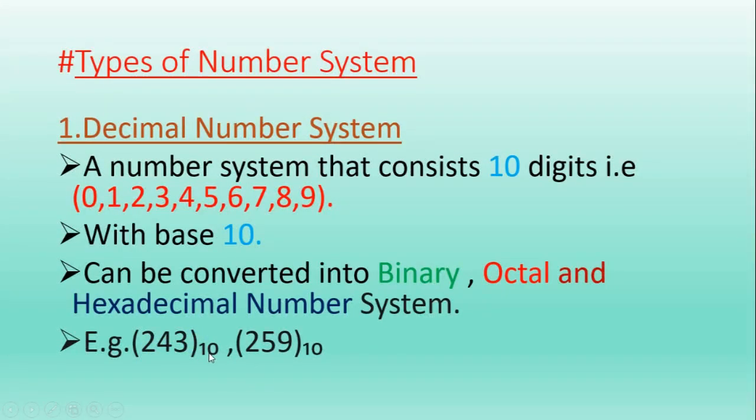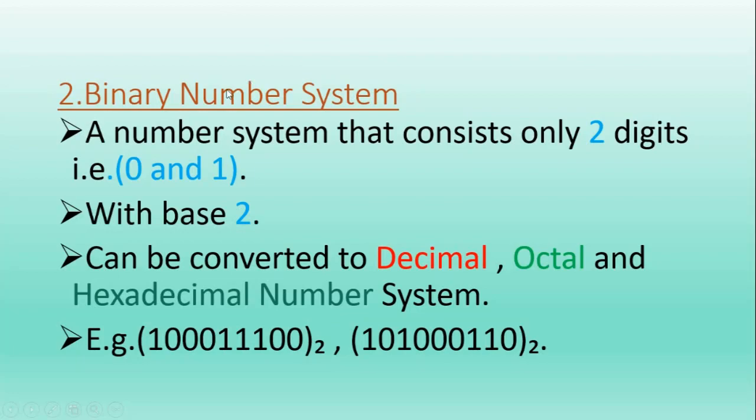243, and its base is 10. This means this base 10 represents this 243. The combination of 2, 4, 3 is a decimal number. Similarly, the combination of digits 2, 5, 9 forms the number 259 and has base 10. So this also represents a decimal number. Okay, this is all about the basic concepts of decimal number system. Now let's have a look at the binary number system.